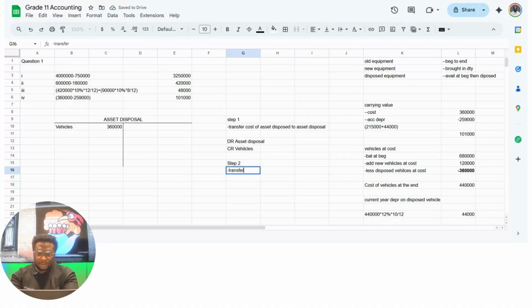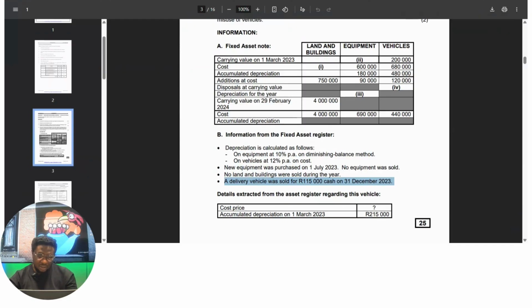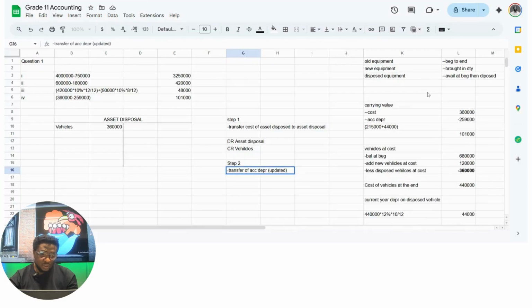And then step 2 is transfer of accumulated depreciation. Bear in mind that it needs to be updated. In other words, the 215,000 that is given here is given on 1 March 2023. So by updating, it means that we need to find what this accumulated depreciation balance would have been on the date of sale, which is 31 December 2023. I've already done that in the previous question, because we figured out that the accumulated depreciation is 259,000. So we transfer that to asset disposal.